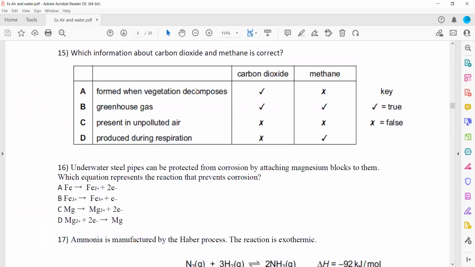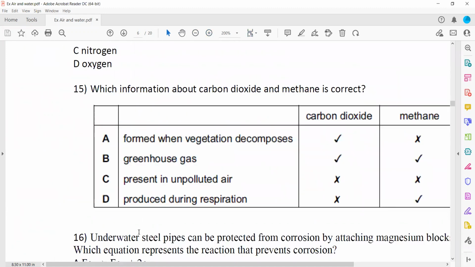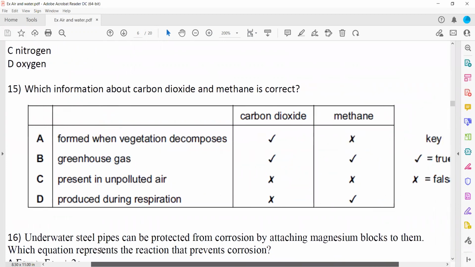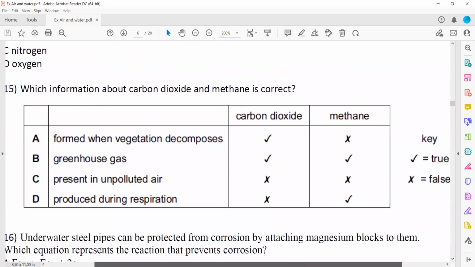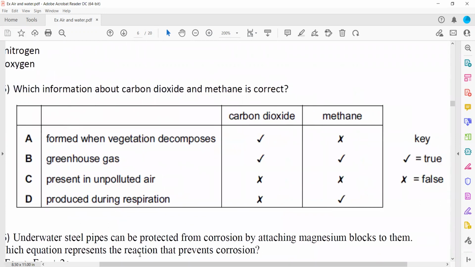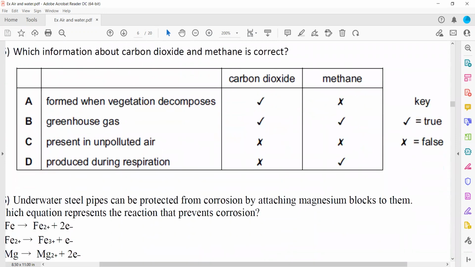In question 15, the information about carbon dioxide and methane is given. The question is, tick means that is true and cross means that is false. Formed when vegetation decomposes, it should be methane is yes, methane is formed and carbon dioxide no. So it means option A is wrong. Greenhouse gases, that's true. Both of the gases are greenhouse gases. They can cause global warming.